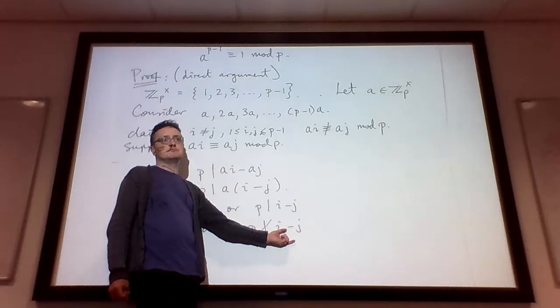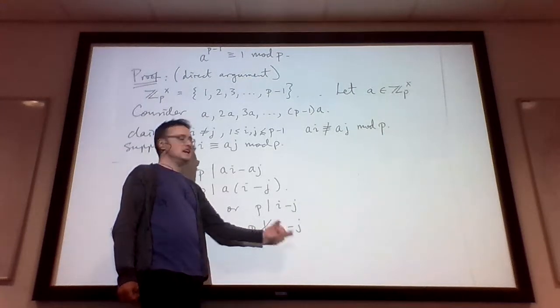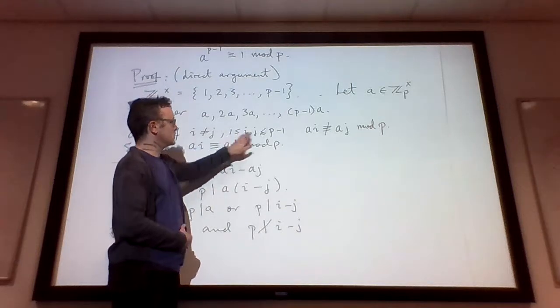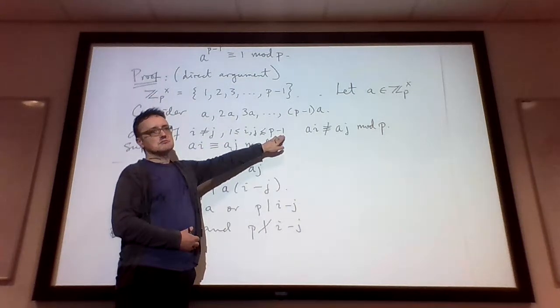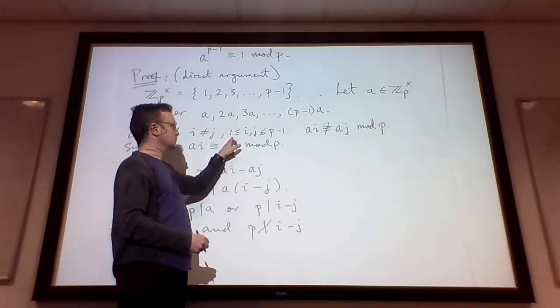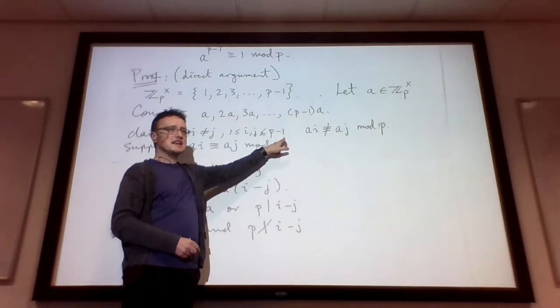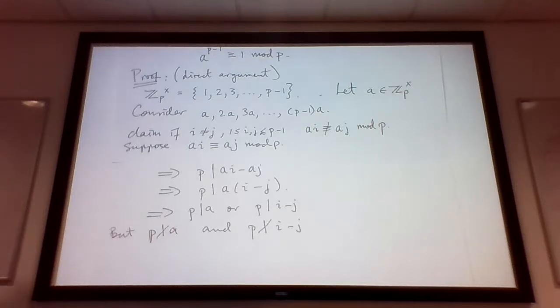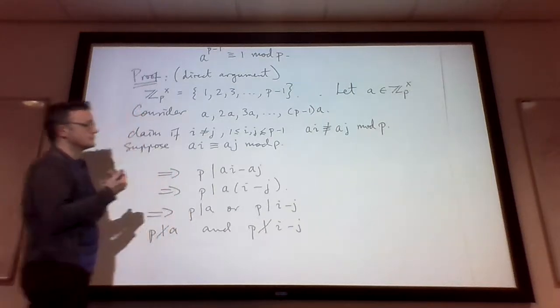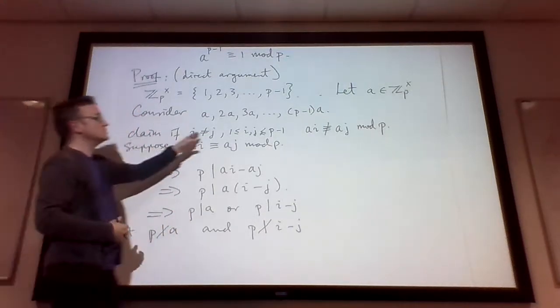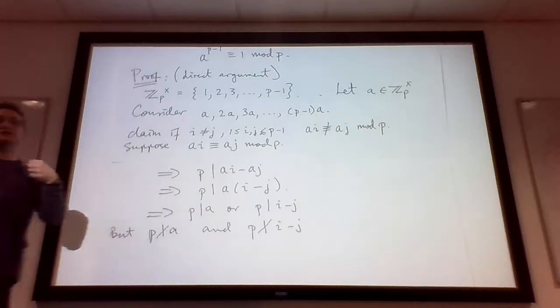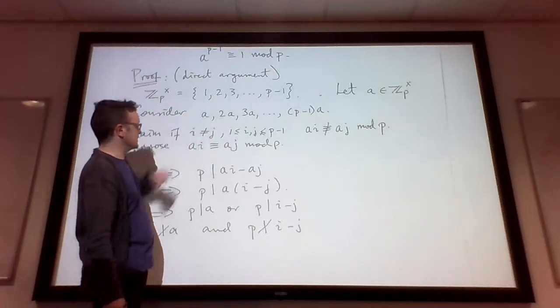Why can't P divide I minus J? How big can I minus J be? I and J are trapped between 1 and p minus 1. So the furthest you can get them apart is if one is at the beginning and the other one's at the end. But then the difference between them will only be p minus 2. They can't get far enough apart. They're trapped in an interval of length p minus 1, and to be divisible by p, you need to get at least the distance p apart, if I and J are different.